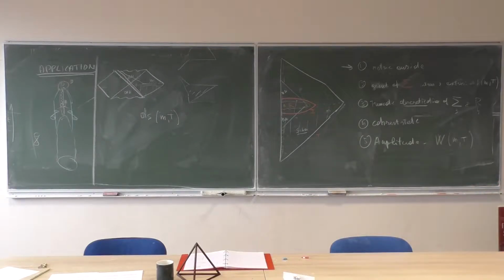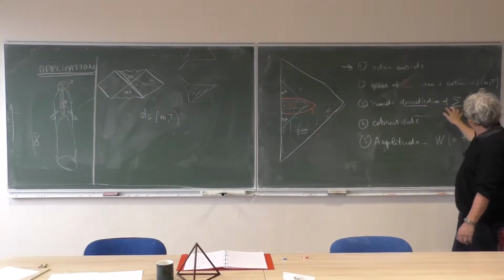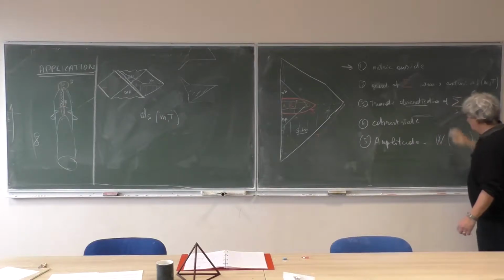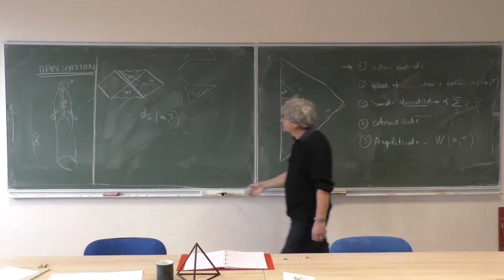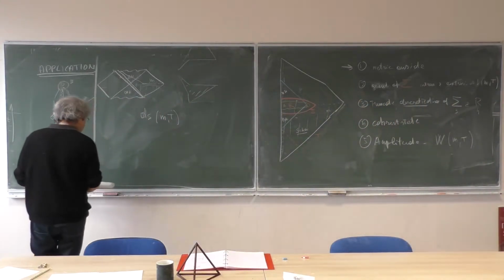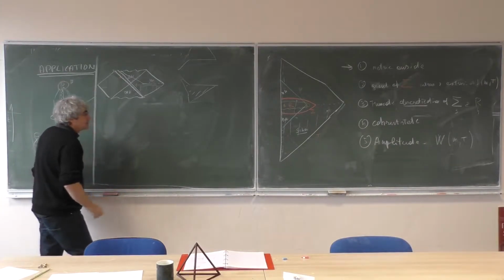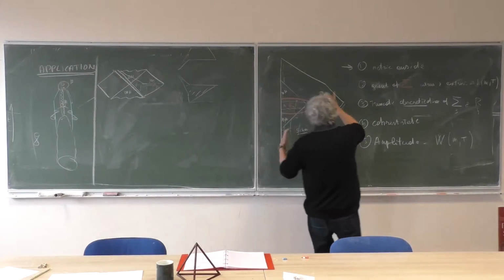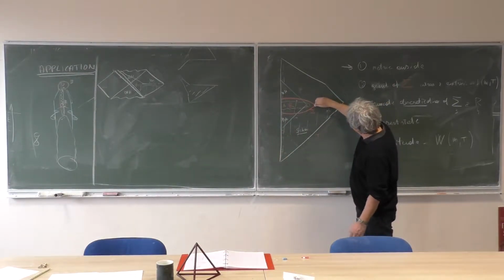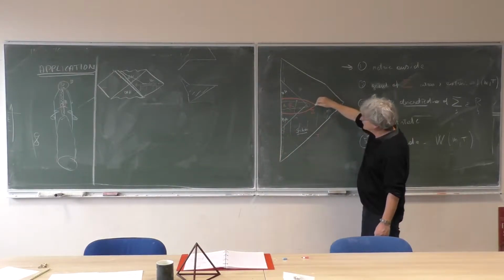And how do I compute it? Well, I do a discretization of this surface. Let's do it for real. So let's look at what is the shape of this surface. This is a four-dimensional picture. This is a two-dimensional one. So this is a sphere, an S2.